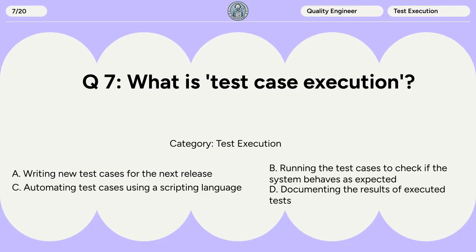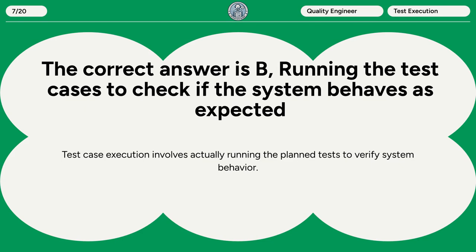Question 7. What is test case execution? A. Writing new test cases for the next release. B. Running the test cases to check if the system behaves as expected. C. Automating test cases using a scripting language. D. Documenting the results of executed tests. The correct answer is B. Running the test cases to check if the system behaves as expected. Test case execution involves actually running the planned tests to verify system behavior.